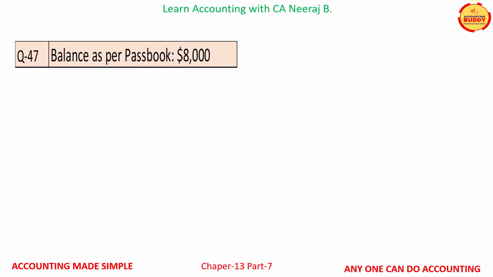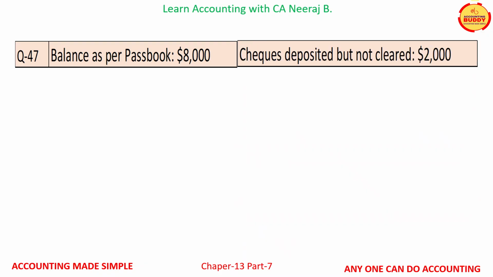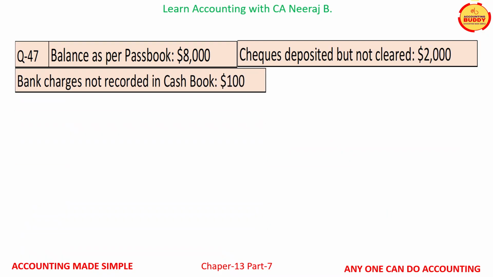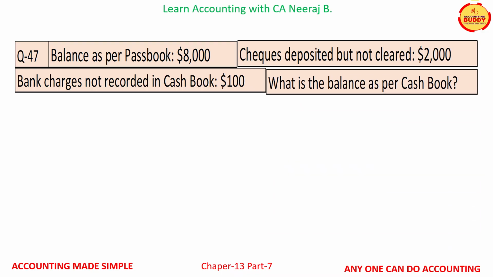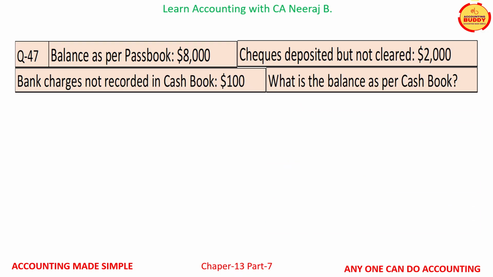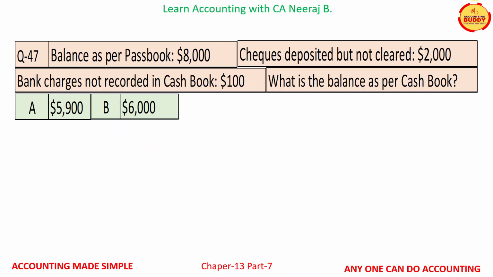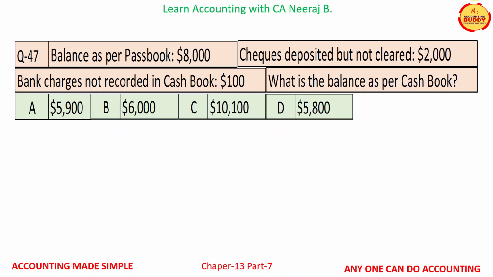Question number 47: balance as per passbook is $8,000. Checks deposited but not cleared is $2,000. Bank charges not recorded in cash book is $100. What is the balance as per cash book? And the available options are option A, $5,900, option B, $6,000, option C, $10,100, and option D, $5,800.